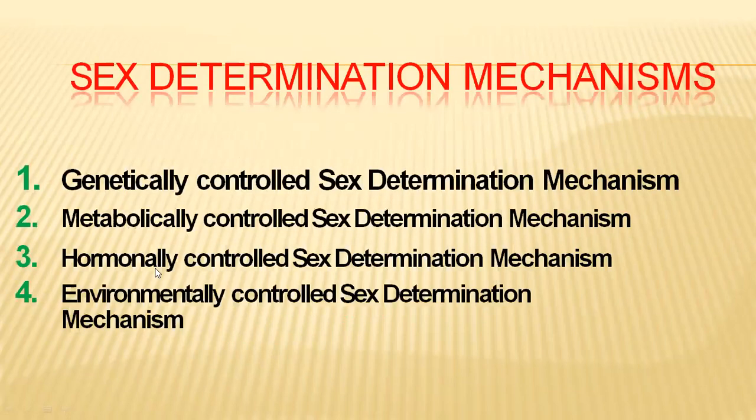But in many lower level organisms, we cannot see any changes externally in terms of secondary or primary sexual characters. So how is sex determination done in those organisms? On the whole, in the animal kingdom, there are four mechanisms to determine the sex of the individual: genetical mechanisms, metabolical mechanisms, hormonal mechanisms, and environmental mechanisms. These are the four different types of mechanisms that control sex determination in organisms.